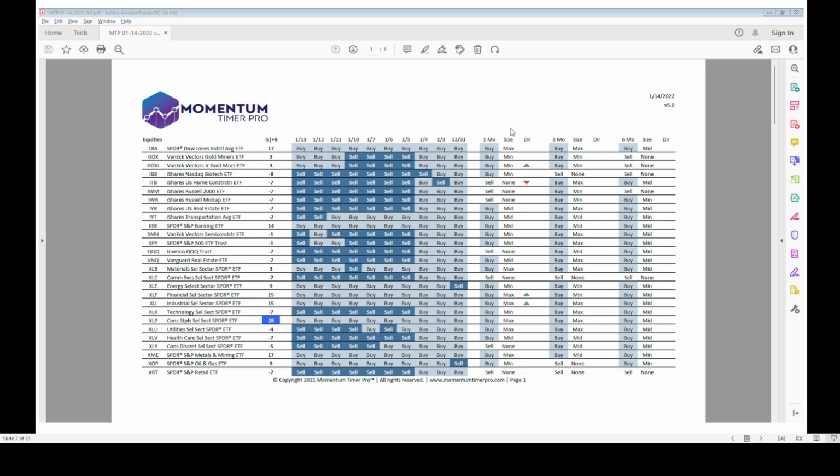To the right, you'll have the 1-month, 3-month, and 6-month position size for those who trade in longer formats. With each of those, there is a minimum, mid, and max position size, which we'll get into more detail later, and a sell position that suggests that you should not hold a position at all. You'll notice there are up and down arrows that will show up on the days a change is made.